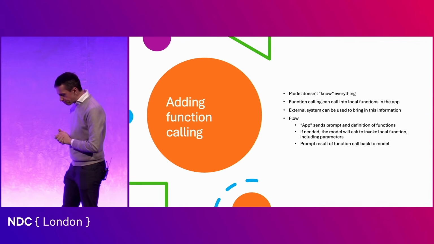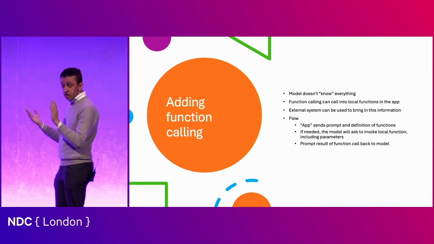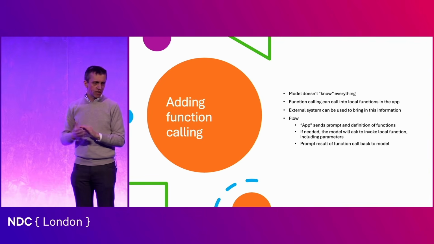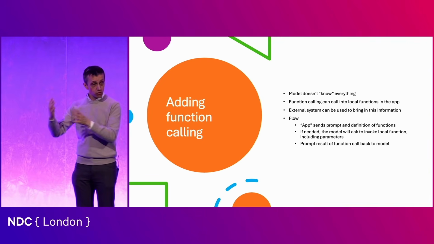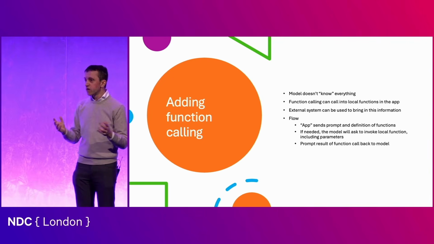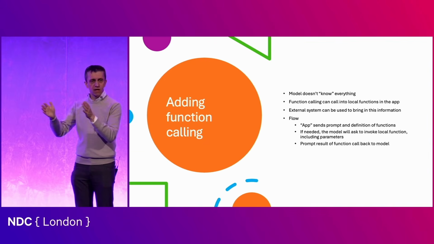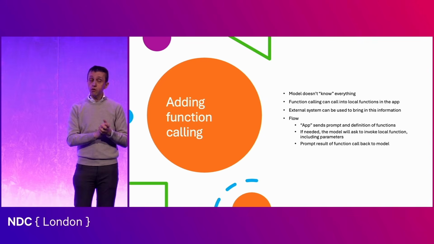So say that you have sales data, and you have somewhere an API within your organization that you want to expose to the model because you want to ask the model, analyze me my sales data from this year versus last year, for example. So what you do is you create a function in your code.